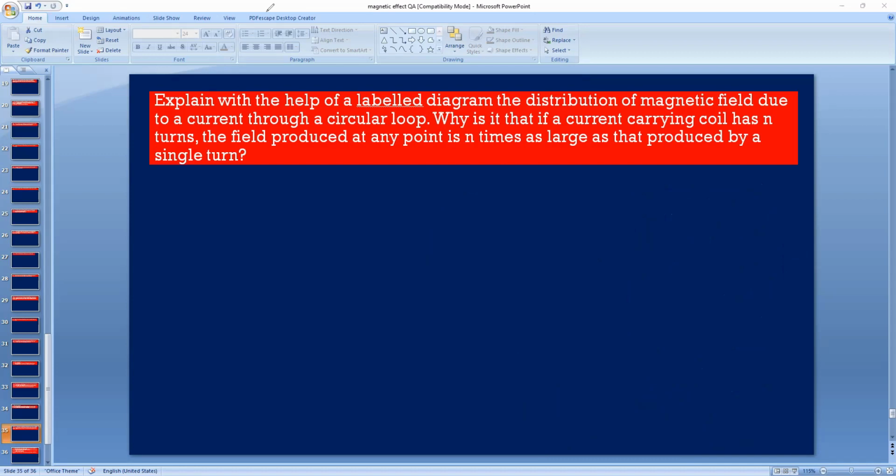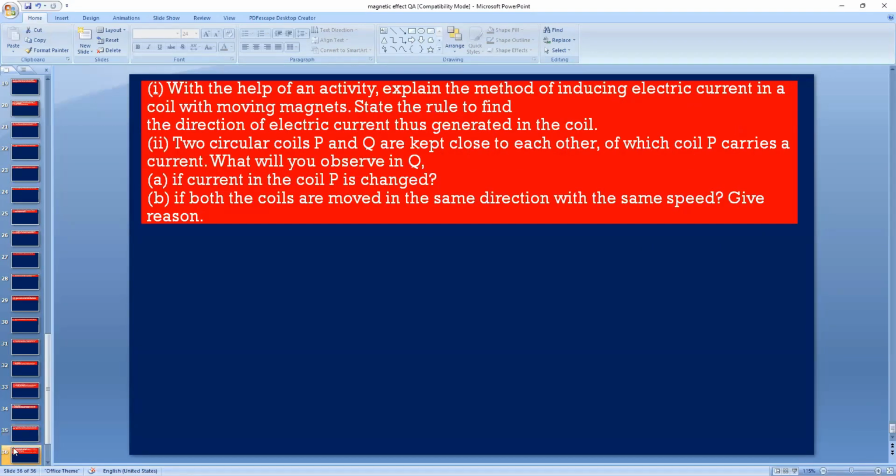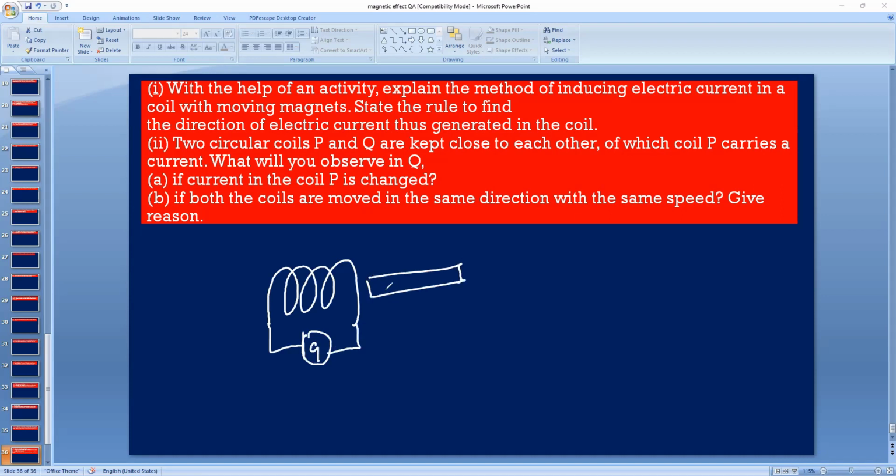Next. With the help of an activity, explain the method of inducing electric current in a coil with moving magnets. State the rule to find the direction of electric current that is generated in a coil. The first question we already discussed. There is a solenoid connected to a galvanometer, and we have taken the bar magnet with North Pole and South Pole. Then obviously the galvanometer deflection changes. We are identifying the induced current using Fleming's right hand rule.